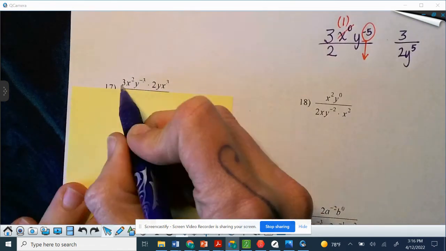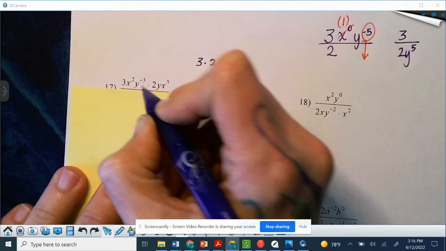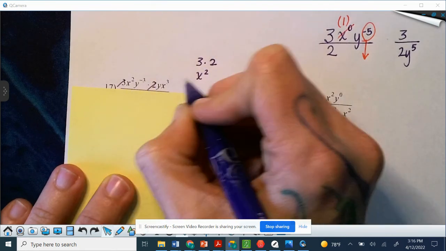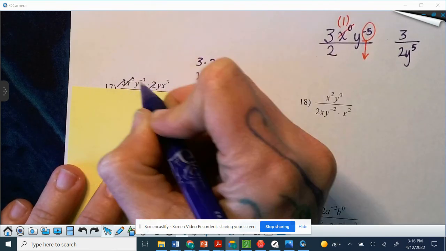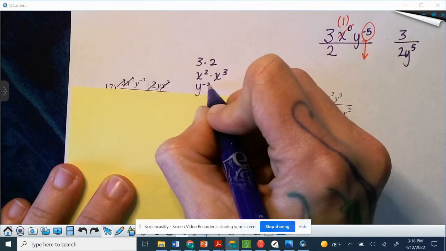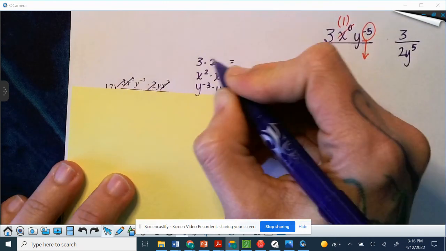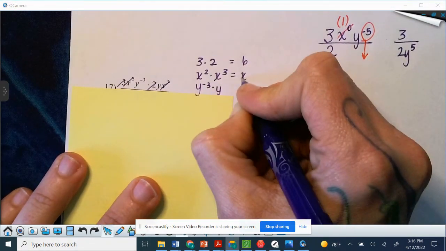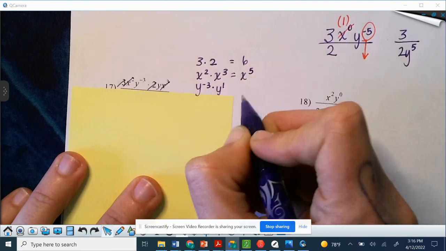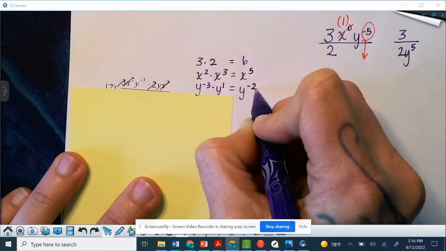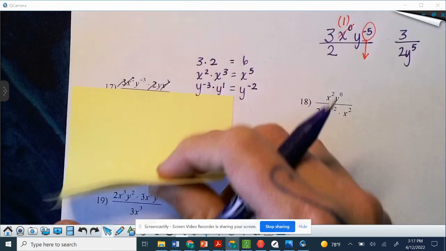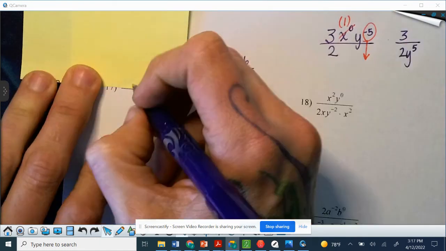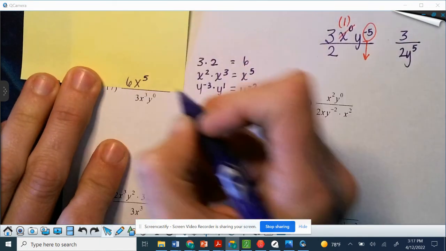So we know we have a 3 times 2. I have an x squared. Again, just working left to right because that's how my brain works. And then I have an x cubed. Then I have y to the negative 3 times y. 3 times 2 is 6. When we multiply, we add. So 3 plus 2 is 5. X to the 5th power. Negative 3 plus 1 is going to be a negative 2. So I now know that on the top of this fraction, I now have 6 x to the 5th y to the negative 2.